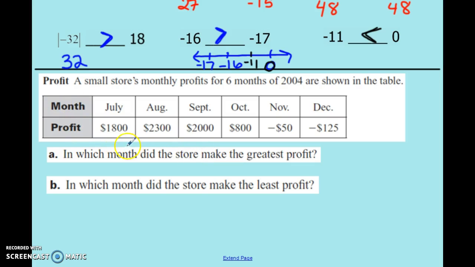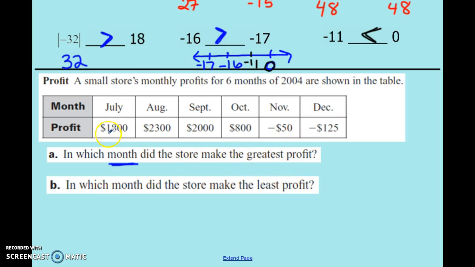Alright, down below, here's a little word problem. There is one like this on your homework as well. A small store's monthly profits, profit is money that you make, for 6 months of the year 2004 are shown in the table. So here's July, August, September, October, November, and December. It says, in which month, so they're looking for a word, not a number, in which month did the store make the greatest profit or the most money?